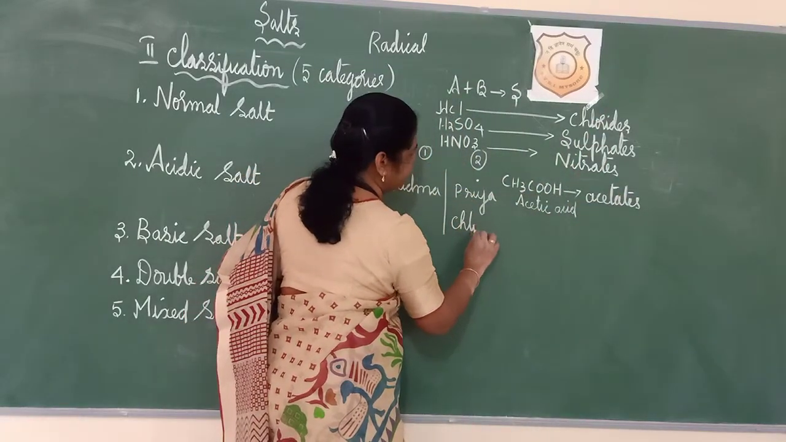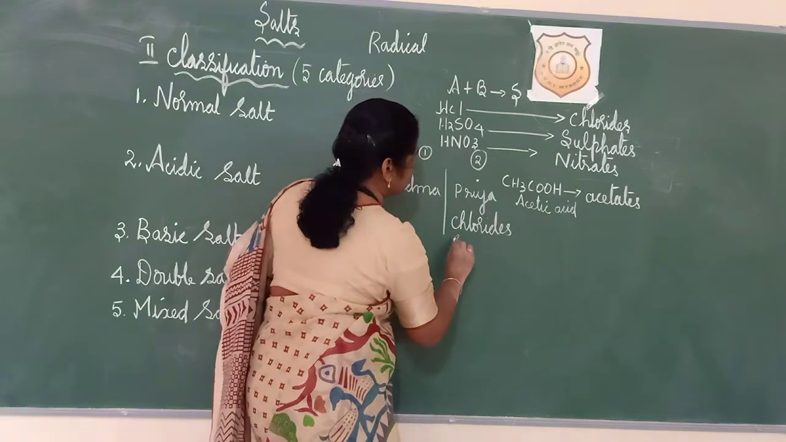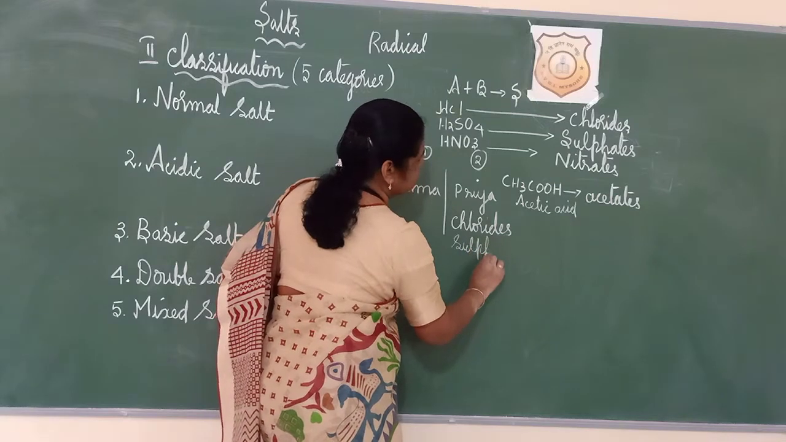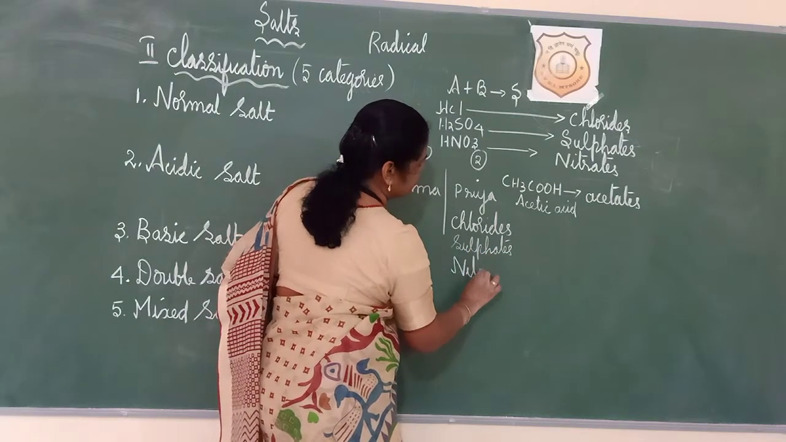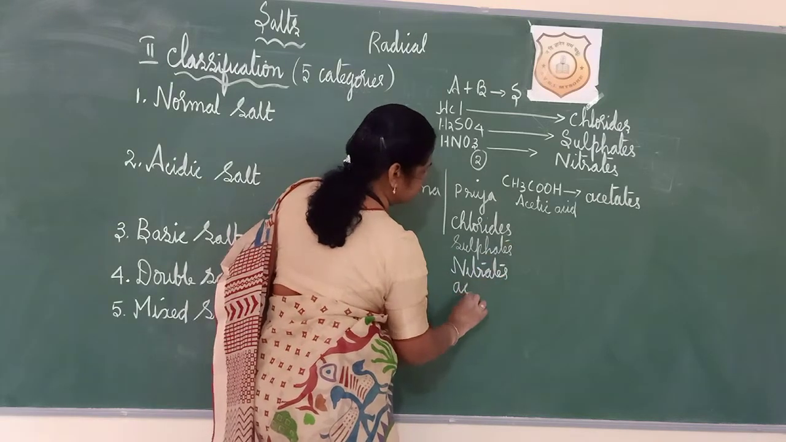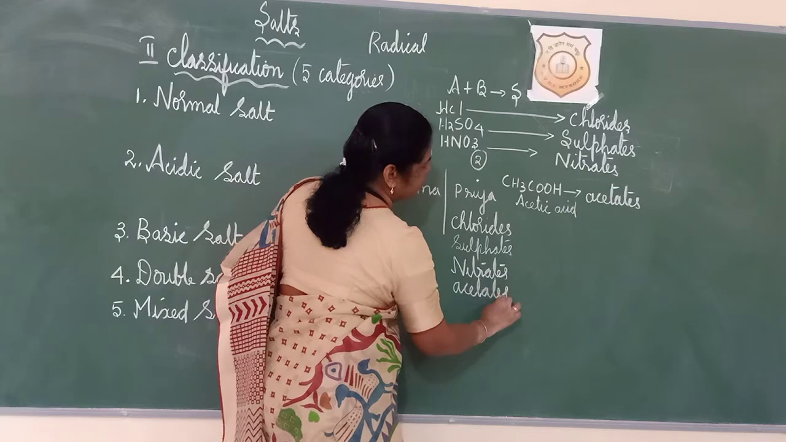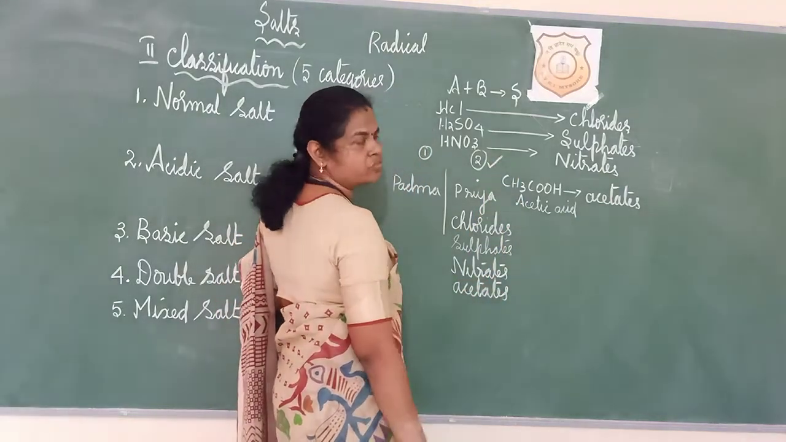So if hydrochloric acid is used, then it is called chlorides. If sulfuric acid is used, then it is sulfates. If nitric acid is used, then it is called nitrates. If acetic acid is used, then it is called acetates. So always the acid will come as the second part of the name.